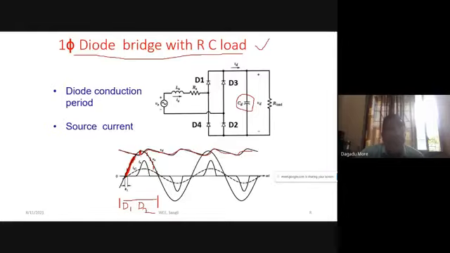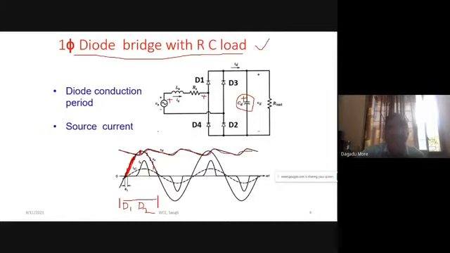If you consider this highlighted portion, we have seen that our instantaneous voltage is less than the capacitor voltage. The capacitor voltage is positive, and the instantaneous voltage is also positive, but this positive voltage is less than the capacitor voltage. Then what will happen to D1? We have considered the period here. I have made this portion bold.